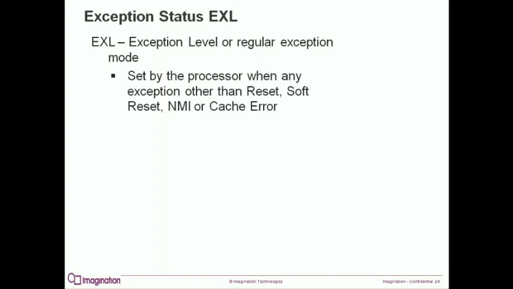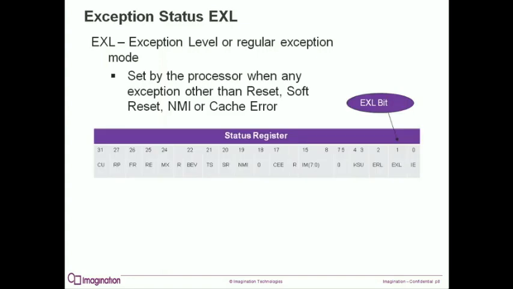The exception level bit in the status register is set by the processor when any exception other than reset, soft reset, NMI, or cache error exception is taken. The EXL bit set means that the CPU is in normal exception mode, set to process an exception that can be returned from using the exception program counter or the EPC. In this mode, the exception program counter contains the program counter that the CPU was processing when the exception happened.